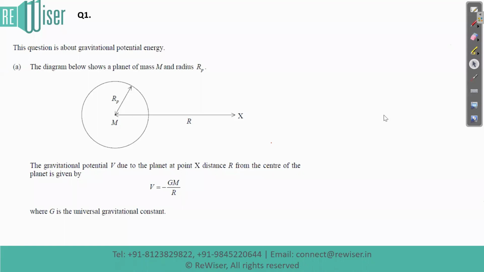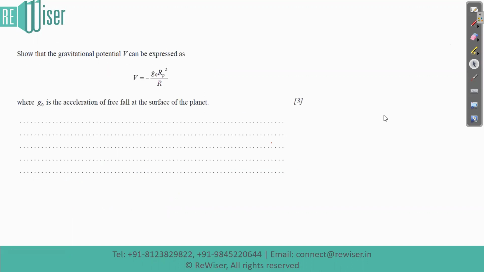Question 1. This question is about gravitational potential energy. The diagram below shows a planet of mass m and radius rp. The gravitational potential V due to the planet at point X, distance r from the center of the planet, is V equal to minus GM by r, where G is the universal gravitational constant. Now, show that the gravitational potential V can be expressed as this, where g0 is the acceleration of free fall at the surface of the planet.